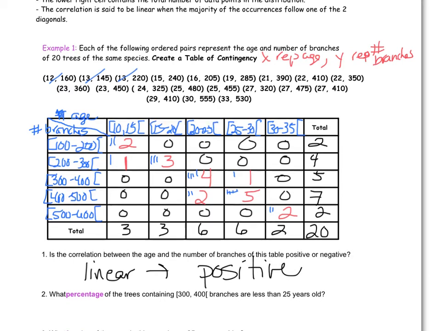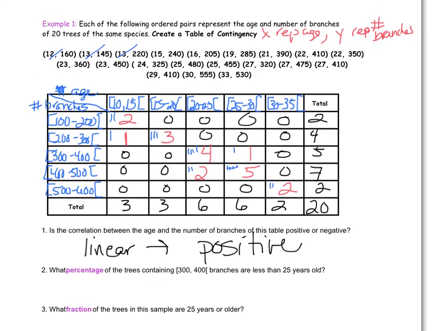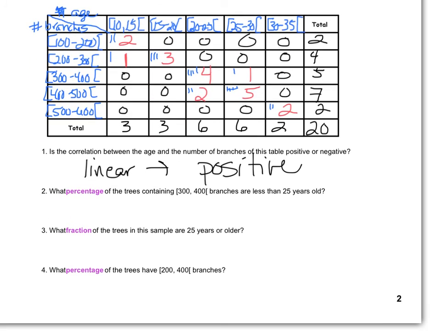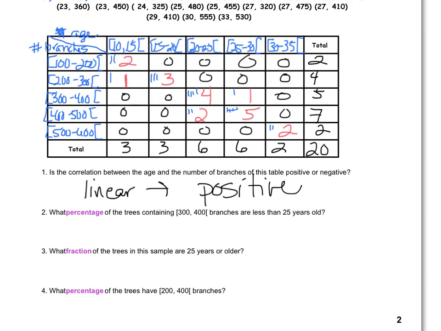Now we can find out other things as well, like question 2. What percentage of trees that contain 300 to 400 branches are less than 25 years old? So we look at 300 to 400 branches. Well, we have 5 trees. So that's our total number of trees from 300 to 400. How many of those trees are less than 25 years old? Well, all of these here are less than 25. So that means there's 4 out of 5 times 100 to give us a percentage. So that gives us 80% of our trees.